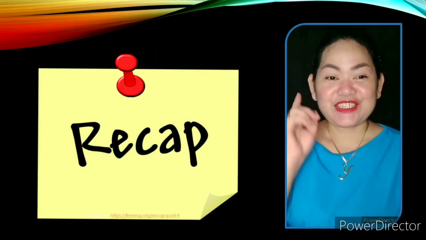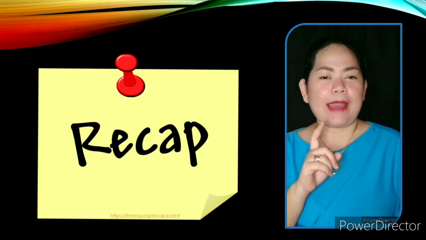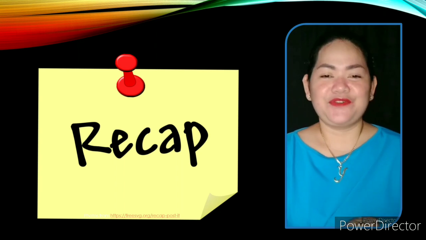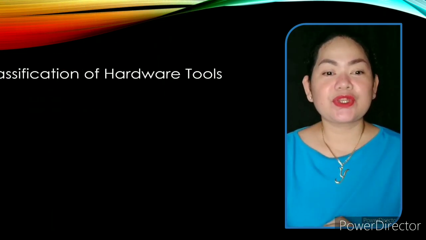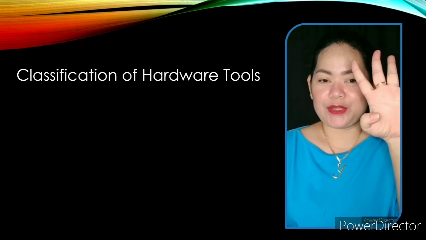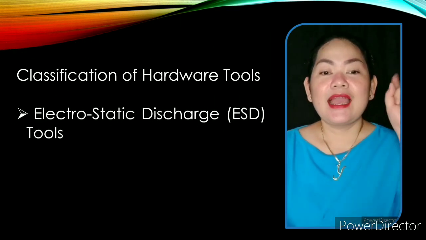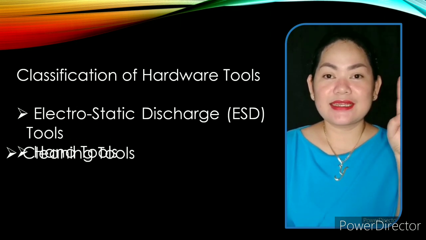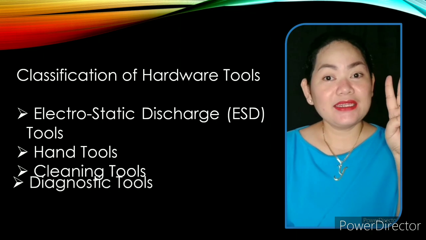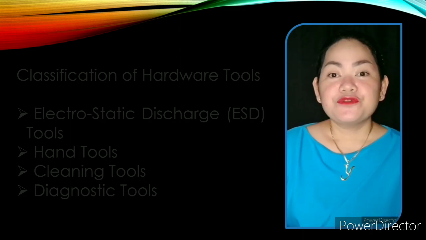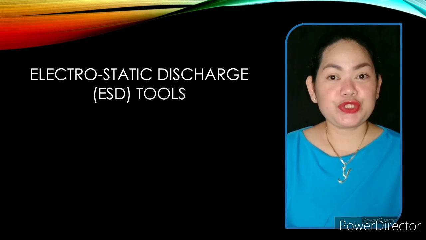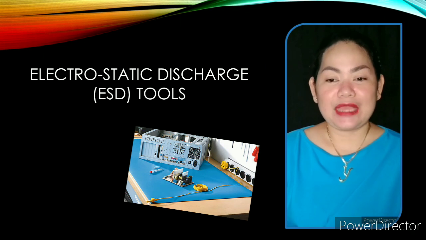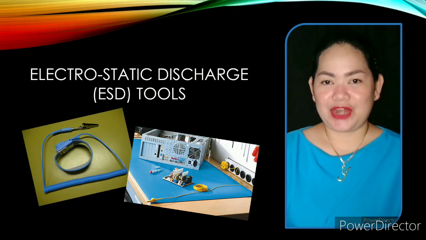All right, so let's have a short recap of the different hardware tools that we were able to classify. Hardware tools are classified into four, and these are electrostatic discharge tools, hand tools, cleaning tools, and diagnostic tools. For the electrostatic discharge tools, we have the anti-static mat and the anti-static wrist strap.